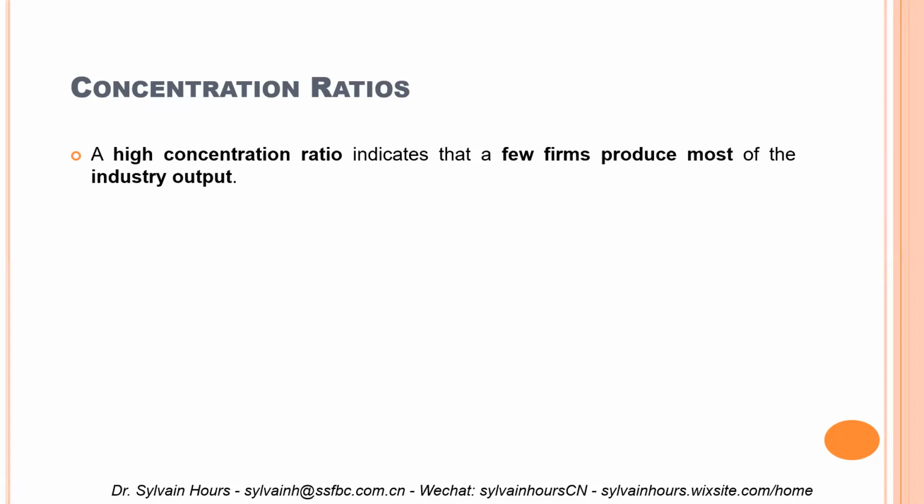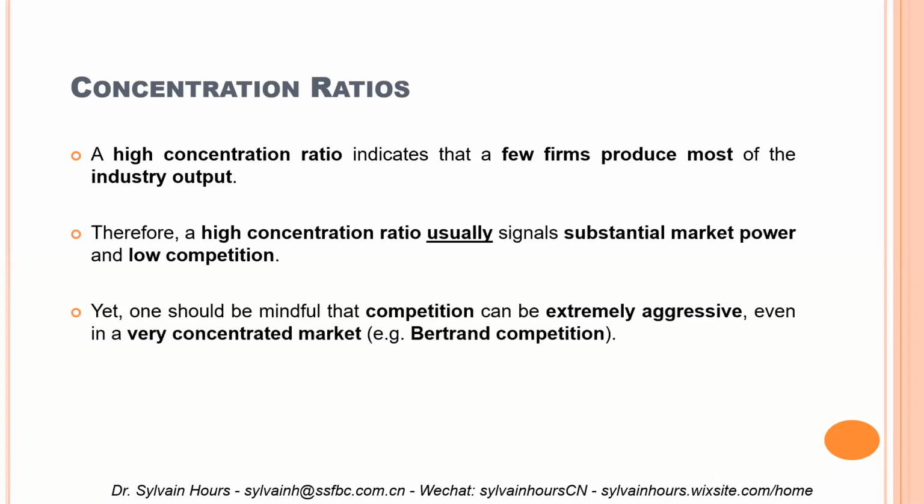So a high concentration ratio indicates that firms are likely to have a strong market power in this particular market. A low concentration ratio suggests that the firms in the market have a low market power. It's not always the case, but it tends to be. It's just an indicator.